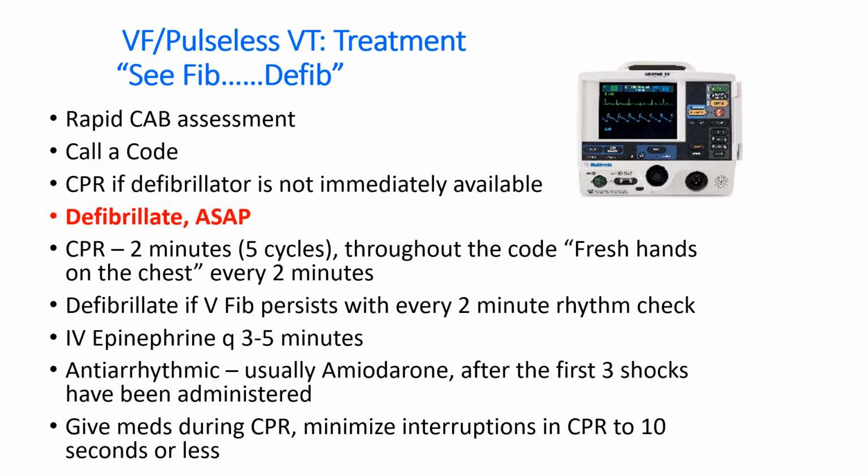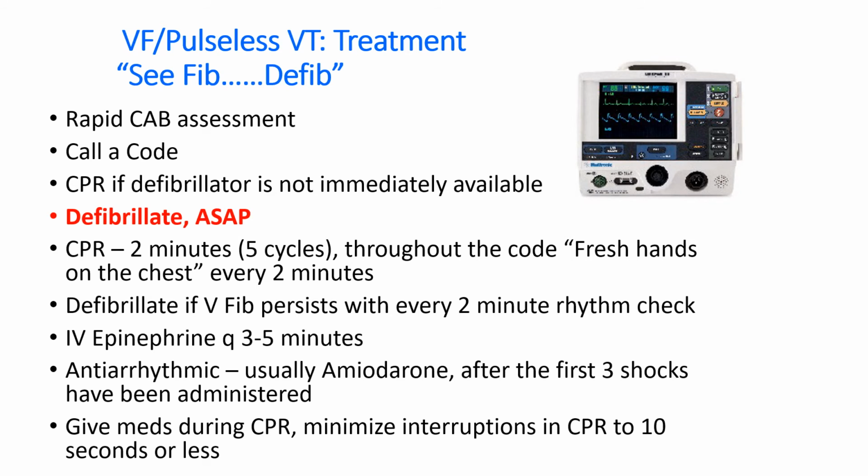After the initial shock, continue with CPR, and then we're going to start thinking of some drug therapies. So CPR for 2 minutes or 5 cycles. Throughout the code, fresh hands on the chest every 2 minutes, and assess quality. If you have the feedback systems in your monitors, it's always good to monitor how well people are doing CPR, or check for a pulse to make sure that they're perfusing. After 2 minutes, if it's still V-fib, you want to defib, and then resume CPR. Again, you're going to check every 2 minutes at the rhythm check to see if they're still in V-fib.